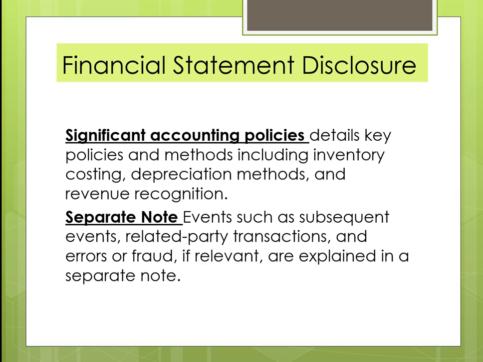Now, another area that's covered in this chapter is financial statement disclosure. Now, two types they cover are what they call significant accounting policies. This details key policies and methods including inventory costing, depreciation methods, and revenue recognition. We also have what we call a separate note. These are events such as subsequent events, related party transactions, errors or fraud, if relevant, which are explained in a separate note. Now, all of this has to do with materiality. Would it affect the decision of an informed user of the financial statements if they knew the information?